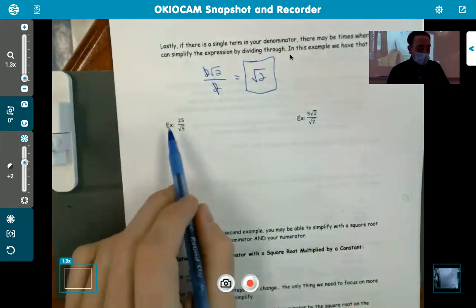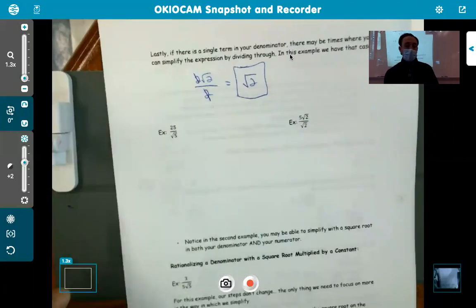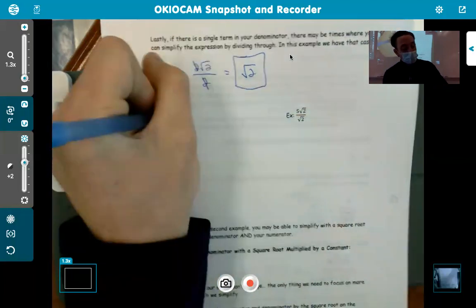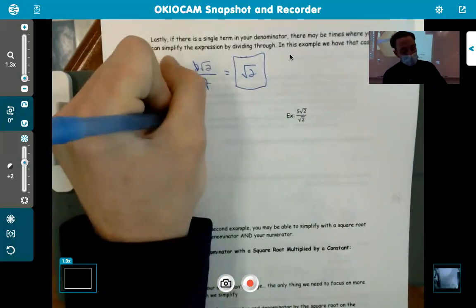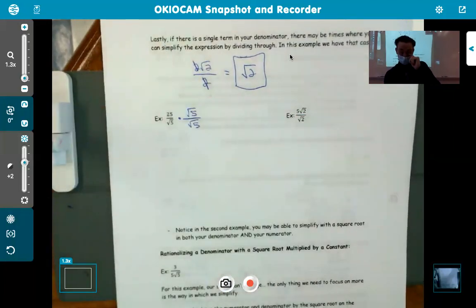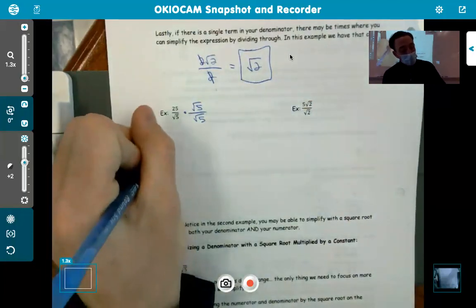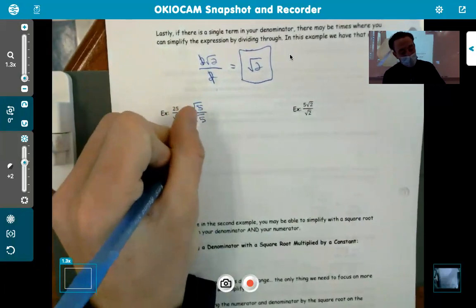Okay. The next example, I have 25 divided by the square root of 5. Well, using the process of what we just did, how would I start this problem? What should I multiply the top and bottom by? Square root of 5. Good. Right, I'm trying to get rid of that square root in my denominator, so I'll multiply top and bottom by the square root of 5. What's going to be left over in my numerator? 25 square root of 5, right? I can't simplify that further.